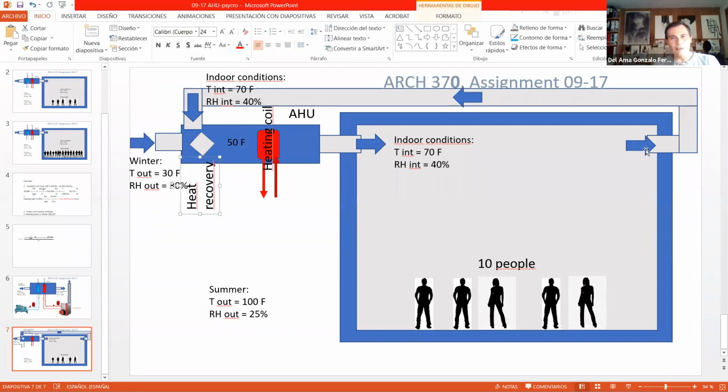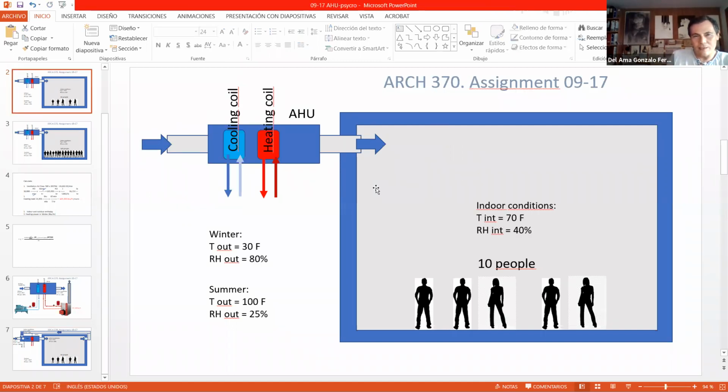But the idea is that we recirculate this air because we have a lot of energy in that air. It's a shame getting rid of that energy without making the most of it. So that's why we have the heat recovery. This is what we are going to do now. Okay, so this is the basic thing.